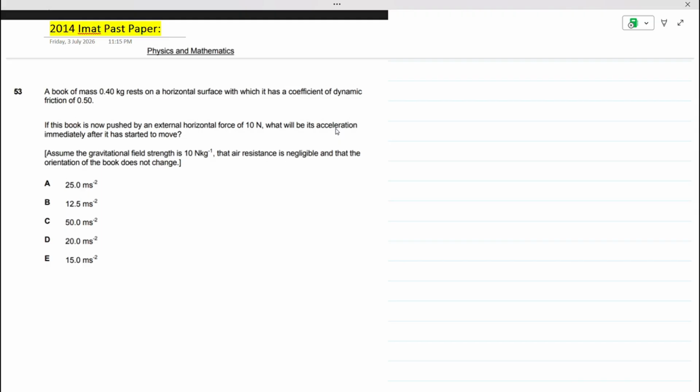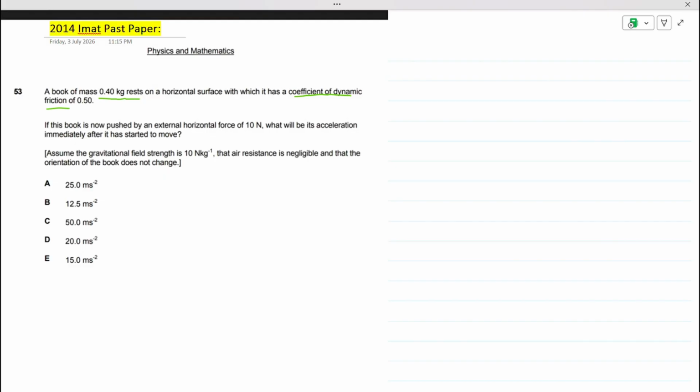Today we are going to solve maths and physics questions from IMAT past paper 2014, and our 53rd question is a book of mass 0.40 kg. So the mass of the book is given to us. It rests on a horizontal surface with which it has a coefficient of dynamic friction of 0.50. So the coefficient of dynamic friction is given to us.